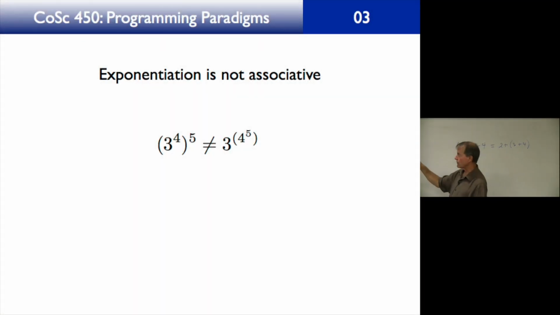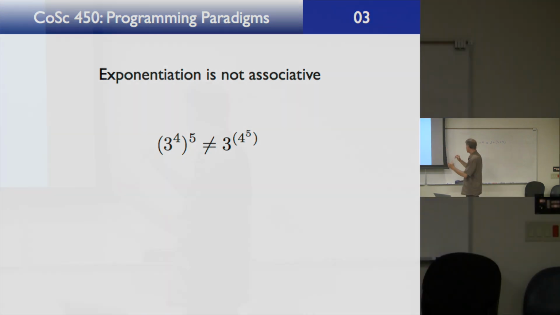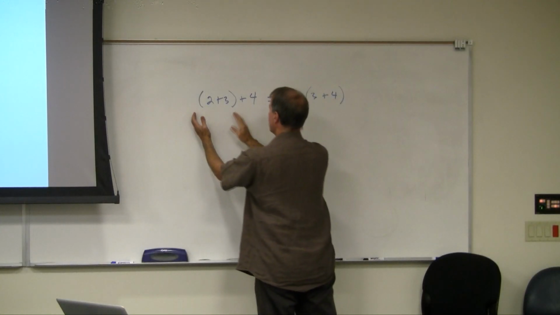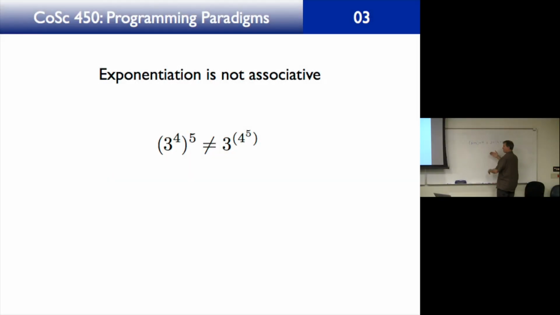It's not true that if you take 3 to the 4th and then take that to the 5th, that's the same thing as taking 3 to the (4 to the 5th). You see what I mean? You can move the parentheses from here to here, because addition is associative. But you can't do that with exponentiation. (3 to the 4th) to the 5th is not the same thing as 3 to the (4 to the 5th).